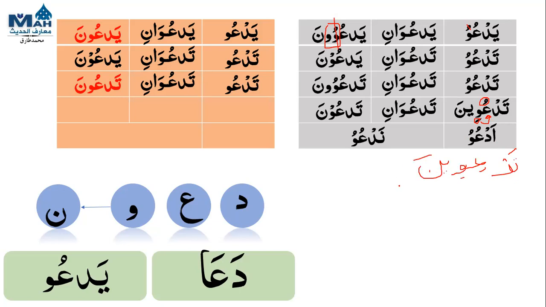Now there will be another change. Because before waw we brought what? Kasra. And because of this kasra, this waw will be converted to ya. So it becomes تدعيينا. Okay. Now what will happen?